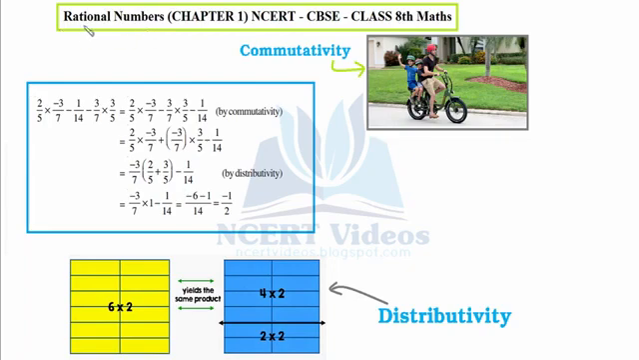Rational numbers. Before solving the exercise, let us revisit the concept that we have learned in this chapter. Mainly, we have studied two properties in this exercise, namely commutativity, and second one is distributivity. The word commutative comes from the English word meaning moving from one place to another. So you can see here, children are commuting from one place to another.